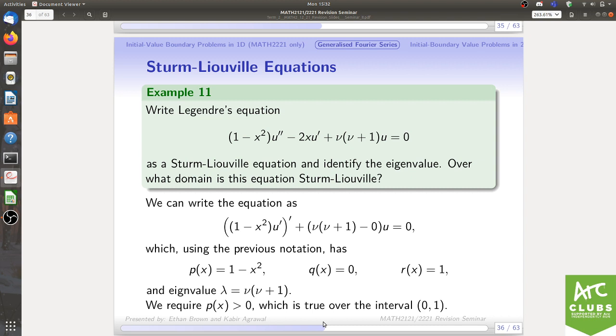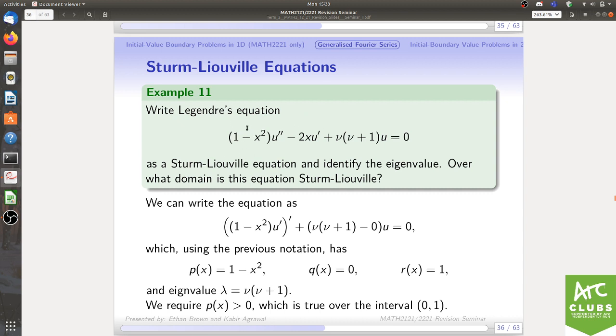Okay, so let us suppose that we have the following equation: (1 minus x squared) u double dash minus 2x u dash plus this extra mu times (mu plus 1) times u equals 0. Then what can happen is that we can condense this into the following expression, purely because negative 2x is already the derivative of 1 minus x squared.